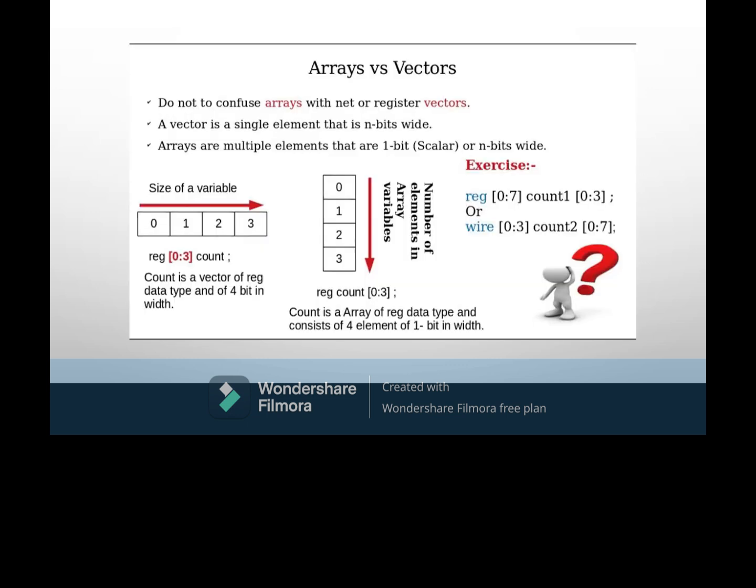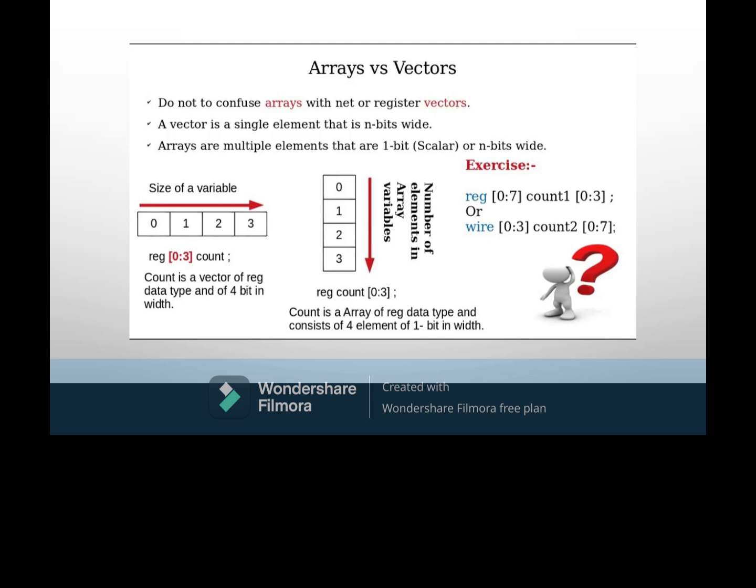But the important question that arises here is, if you see the representation of arrays and vectors, they seem to be similar. They have some differences, but when you see them at that particular time, you will get confused about which is array representation and which is vector representation. That I have also explained in my particular sessions, you can go check it out. When it comes to arrays and vectors, basically a vector is a single element which is n bits wide.